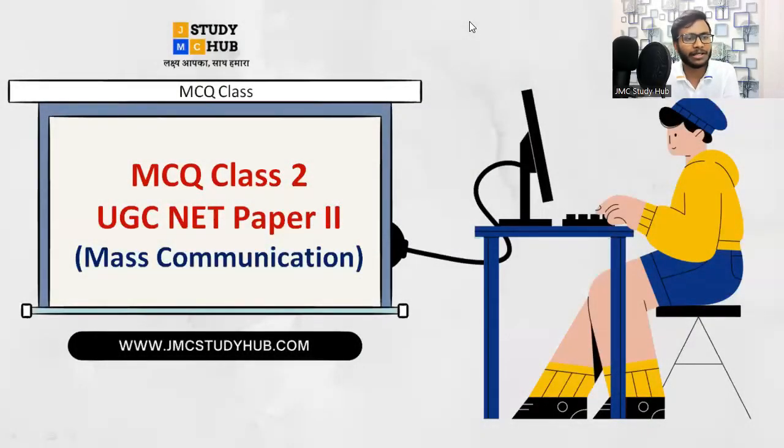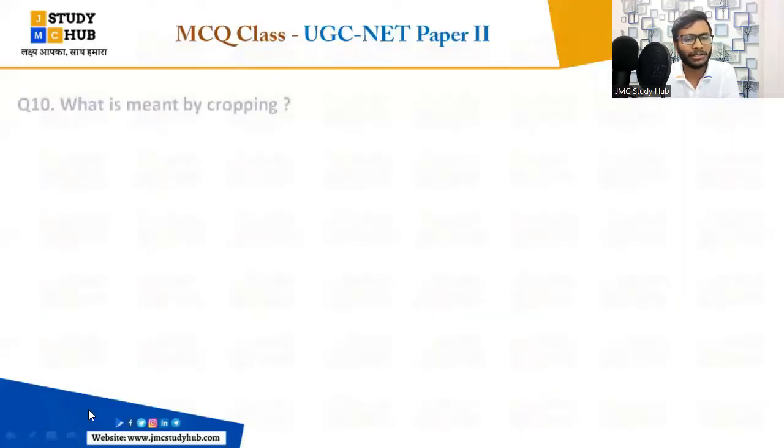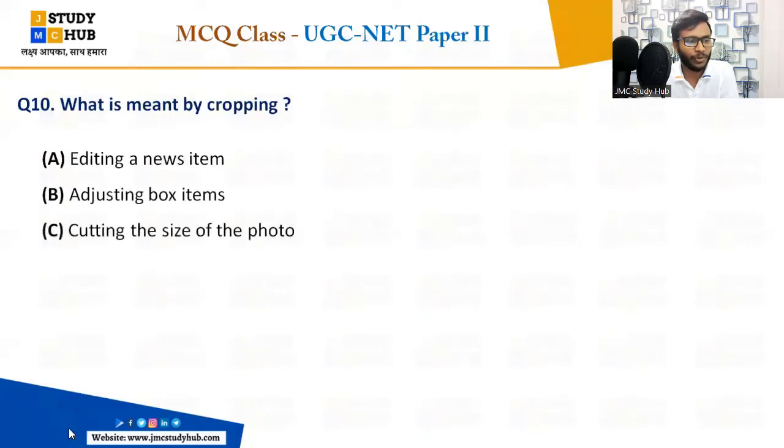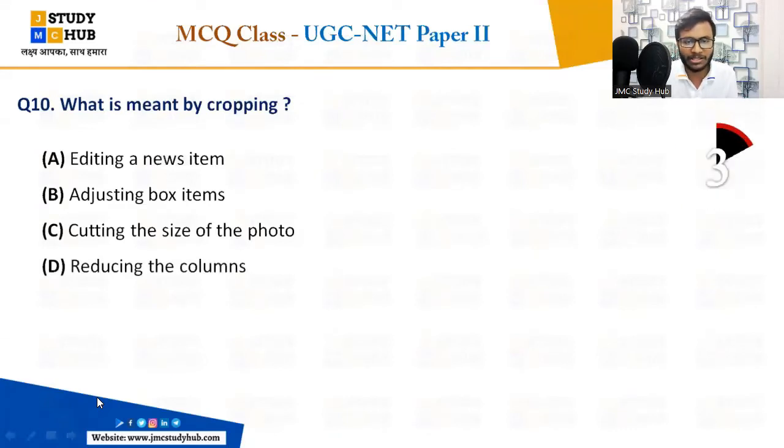Today is our class, MCQ class 2, UGC-NET Paper 2. Here we are going to start with the questions. Question number 10 in MCQ class 2: what is meant by cropping? Everybody, reply. The options in front of you are: A, editing as a news item; B, adjusting box items; C, cutting the size of the photo; and D, reducing the columns. Everybody, answer what will be the appropriate one.